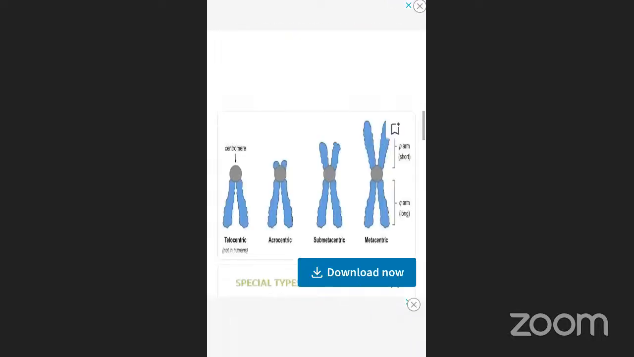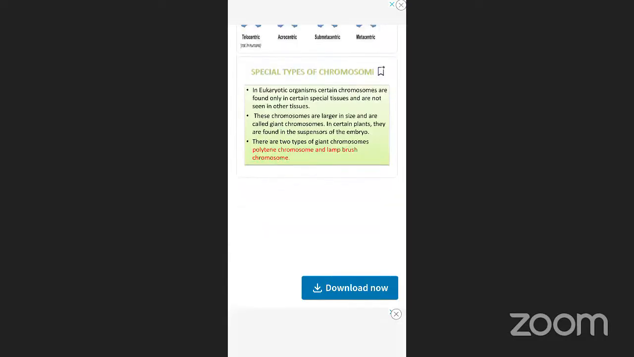See, this one is a special type of chromosome. What are the special types of chromosomes? In eukaryotic organisms, certain chromosomes are found only in certain special tissues and are not seen in other tissues. These chromosomes are larger in size and are called giant chromosomes. In certain plants, they are found in the suspensor of the embryo. There are two types of giant chromosomes: one is the polytene chromosome, another one is the lampbrush chromosome.